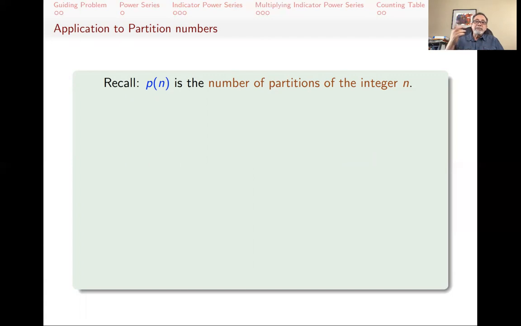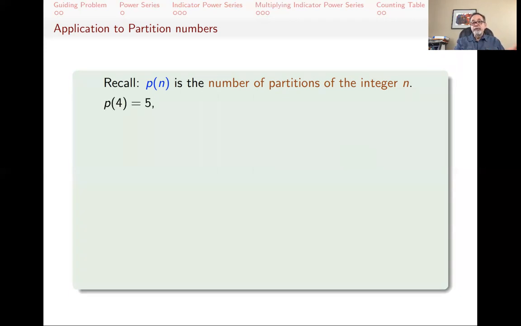We'll come back to this in a future lecture and talk about this in more detail. But let's recall that P of n counts the number of partitions of the integer n. That means a bunch of positive numbers that add up to n, and the order of those numbers does not matter. So 2 plus 1 is the same as 1 plus 2.